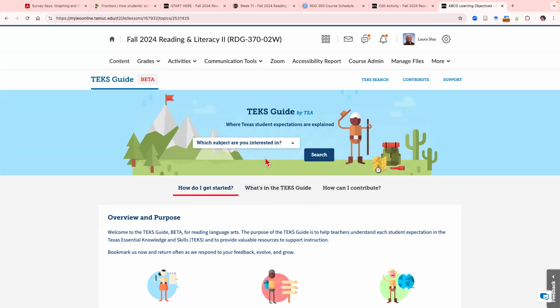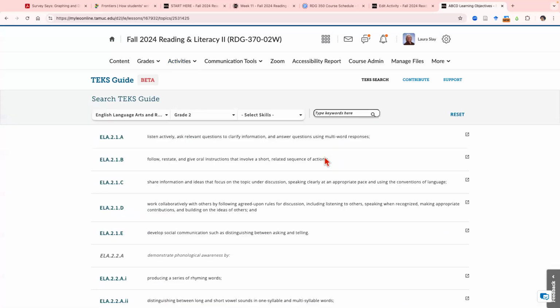So let me model again. I think I've shown this to you before, but I want to make sure you have this down again. You're here at the TEA TEKS Guide, and you're going to pick your subject. So you're going to pick English Language Arts, and you're going to pick your grade level. I'm going to pick grade 2 because it's right smack in the middle of our band, and I'm going to say search. And you will see that all the ELA TEKS pop up, but you don't want all of them. You want to narrow your focus. So you're going to go to selected skills. So focus on this, really pay attention.